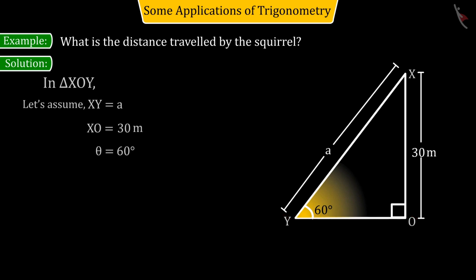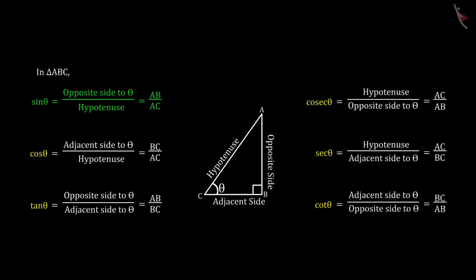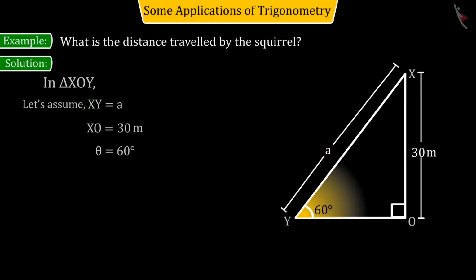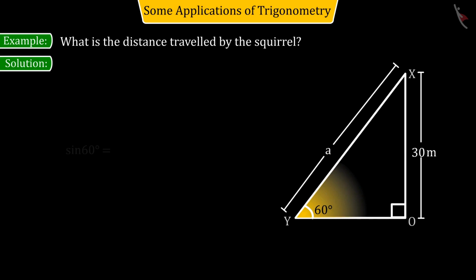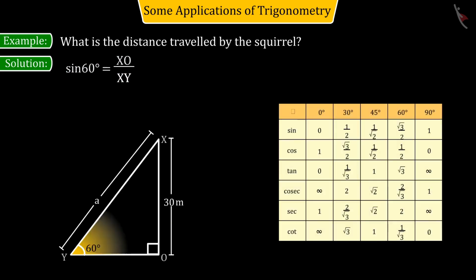To move further, if you use trigonometric ratio in right-angled triangle, then from the given information, can you tell which ratio would be suitable here? Here, from the obtained figure, we get the ratio of the side opposite to theta angle and the hypotenuse, giving us sine 60 degrees equal to XO divided by XY. On the left side, there is sine 60 degrees whose value is equal to the square root of 3 by 2.